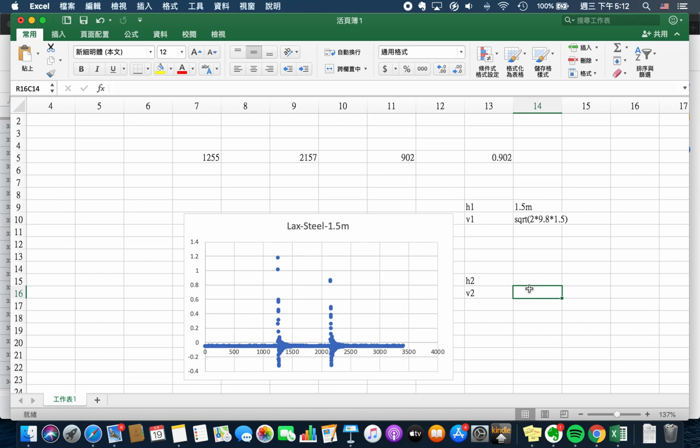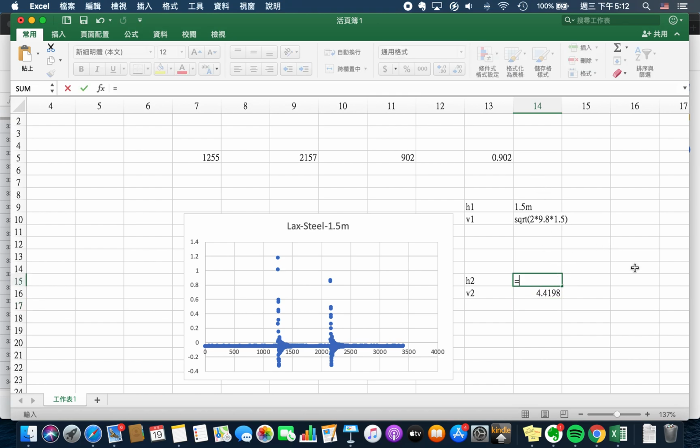So V2, if you remember the equation, that was g t, right? So that equals 9.8 times, how much is t? Is it not 0.9? No, we have to divide it by 2, right? So that's 0.902 divided by 2. It's 0.451. So that's V2.